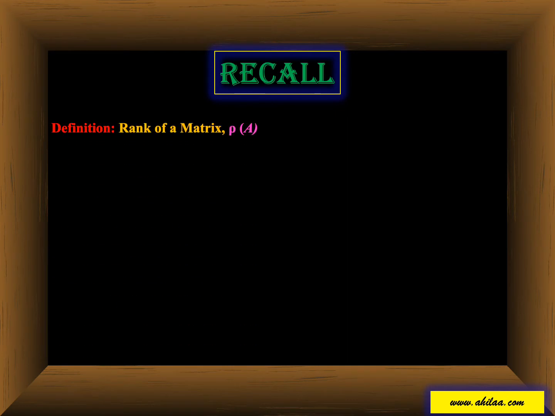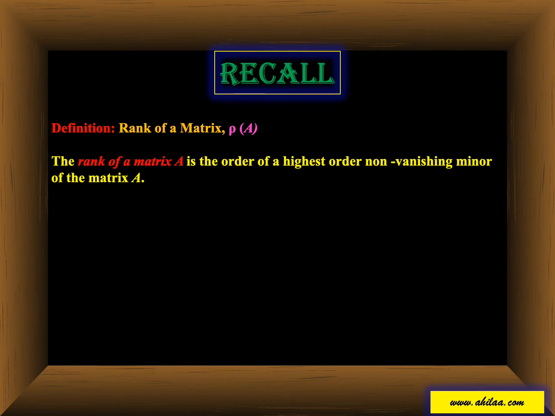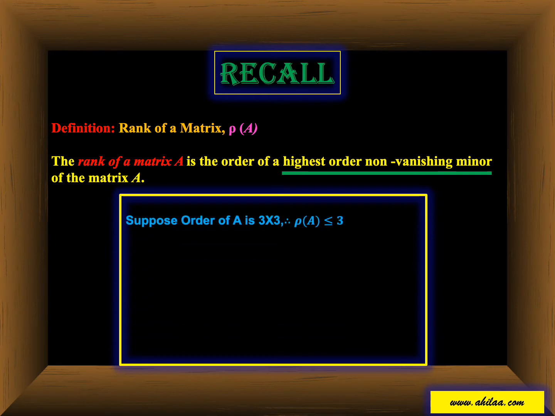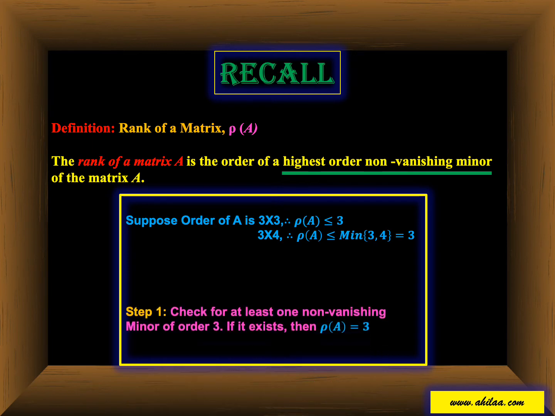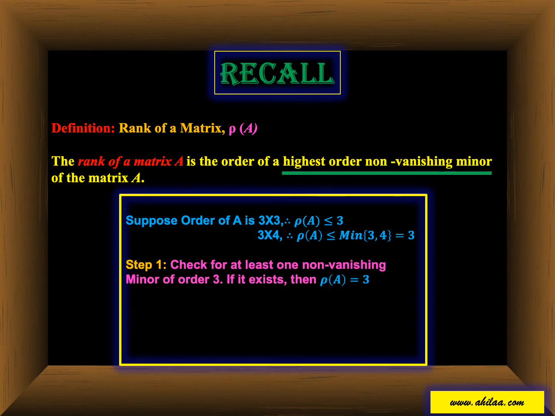Dear children, let us recall few points now. Definition of rank of a matrix A. The rank of a matrix A is the order of the highest order non-vanishing minor of the matrix A. Suppose the order of A is 3 by 3, then rank of A is less than or equal to 3. Suppose it is 3 by 4, then rank of A is less than or equal to minimum of 3 and 4, that is 3. We follow the following steps to get the rank.